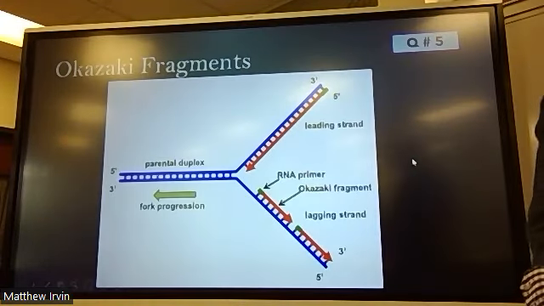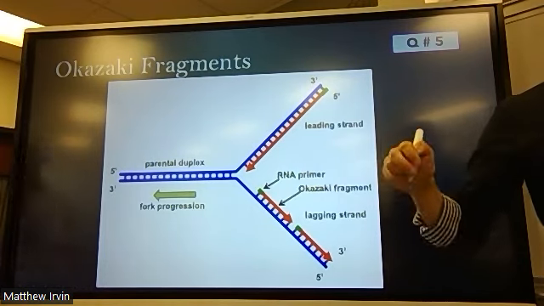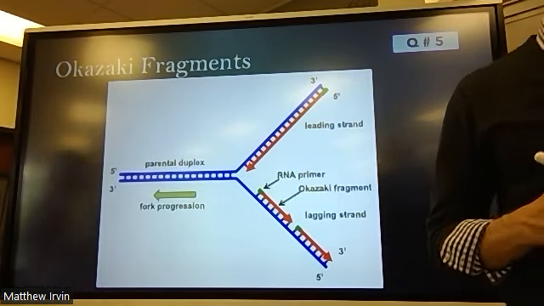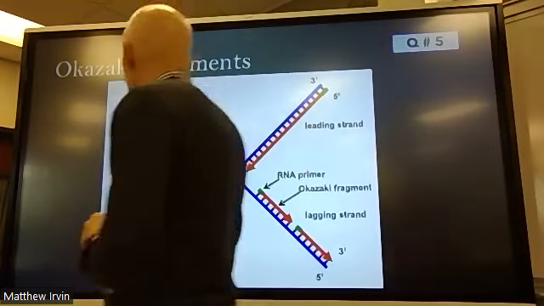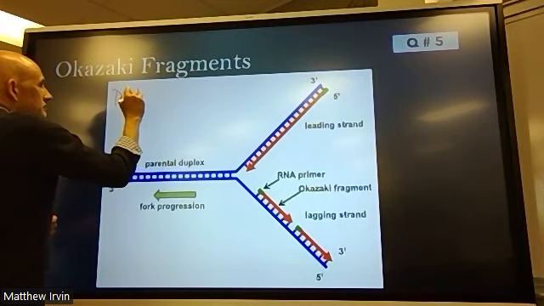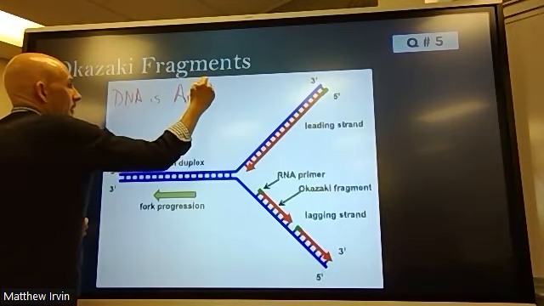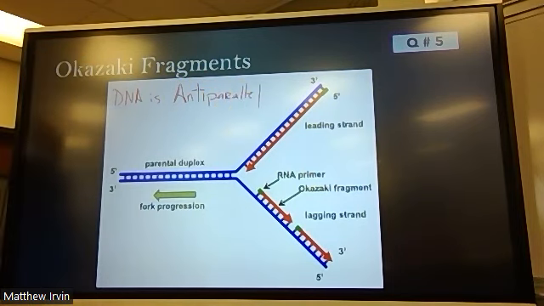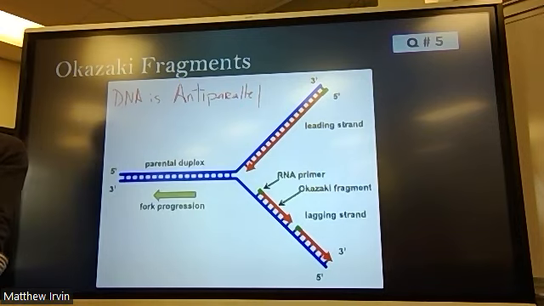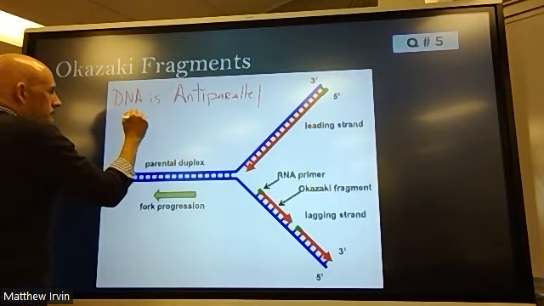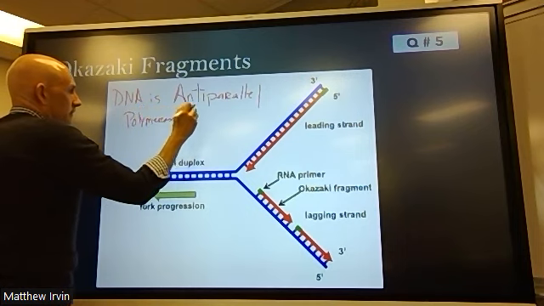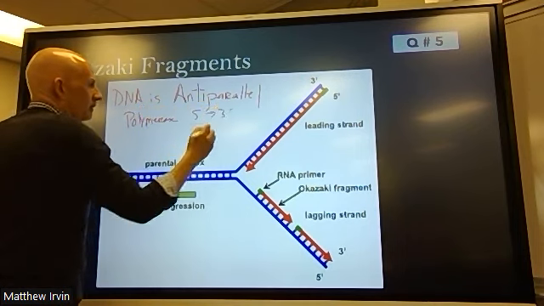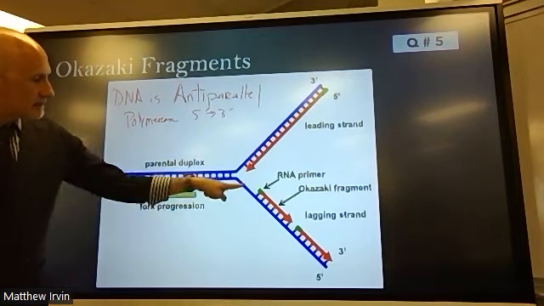Okay, Okazaki fragments, why do they form? Lagging strand. All right, so DNA itself is anti-parallel, meaning the strands go in the opposite direction. One goes 5 to 3, the other one goes 3 to 5. And so polymerase can only build 5 prime to 3 prime. And so this has to wait.